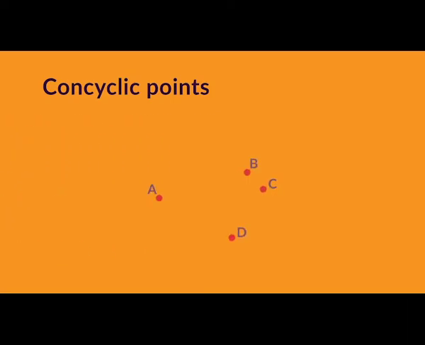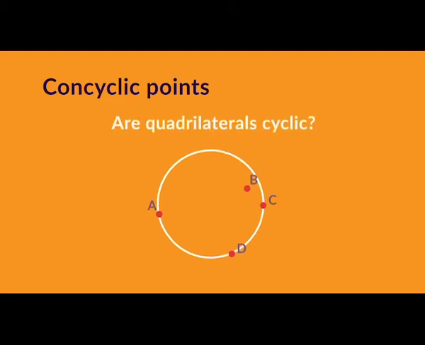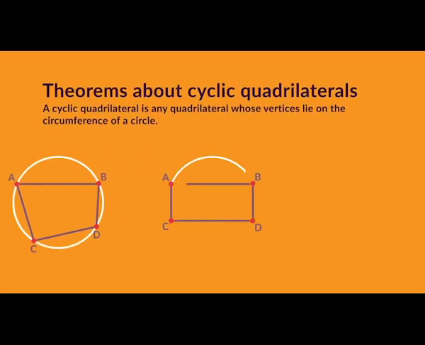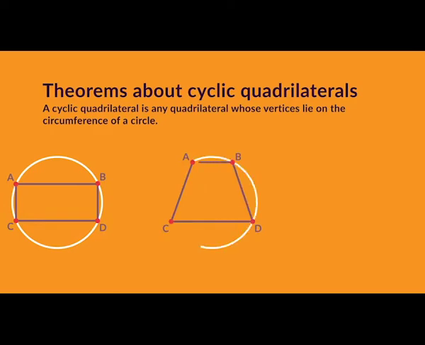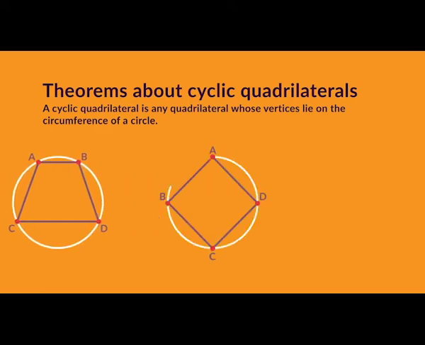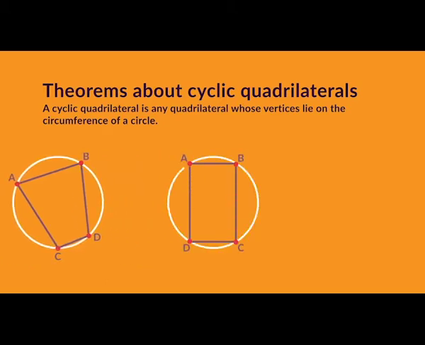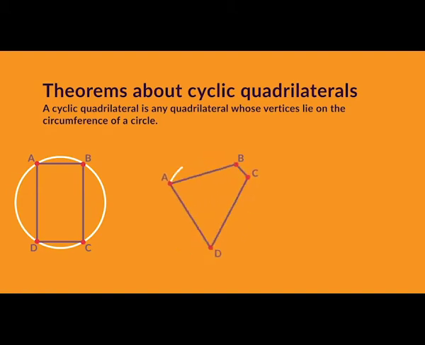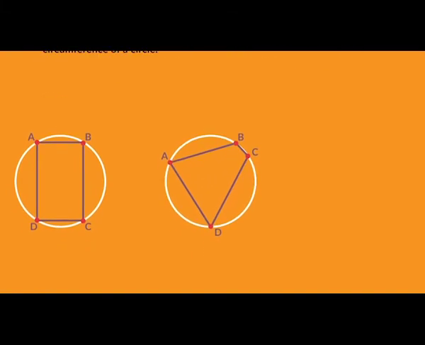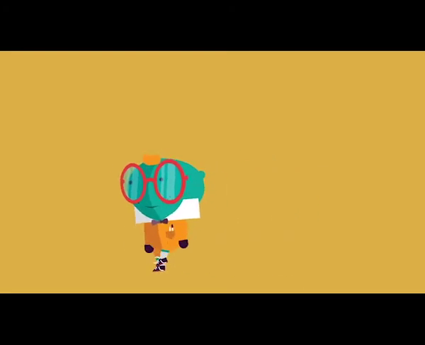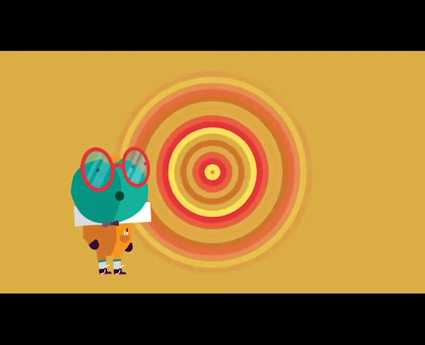So, what if we try to construct a circle that passes through 4 points? Are quadrilaterals cyclic? As you can see here, many different types of quadrilaterals are cyclic. They don't appear to follow any particular rules. They don't have to be regular, and the sides don't have to be parallel. How can we prove whether a quadrilateral is cyclic or not? The following theorems prove the properties that all cyclic quadrilaterals have, as well as prove whether a quadrilateral is cyclic or not.